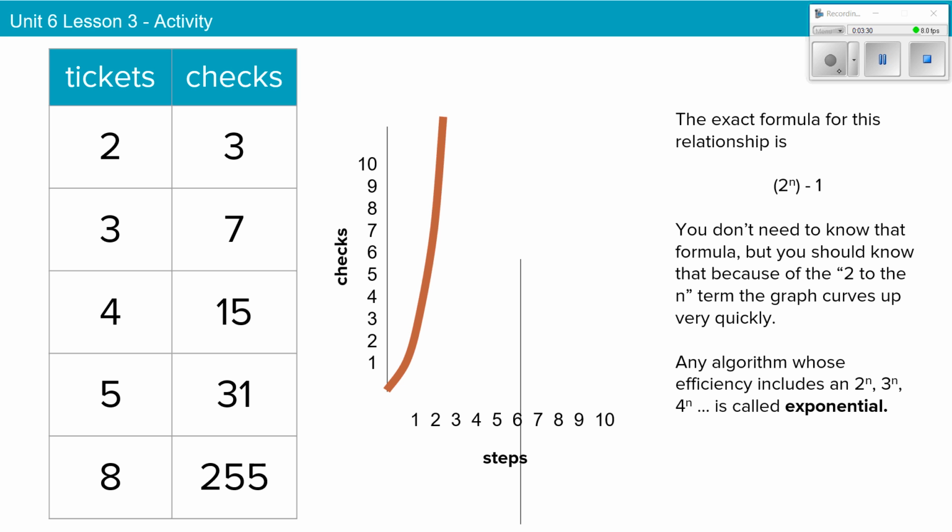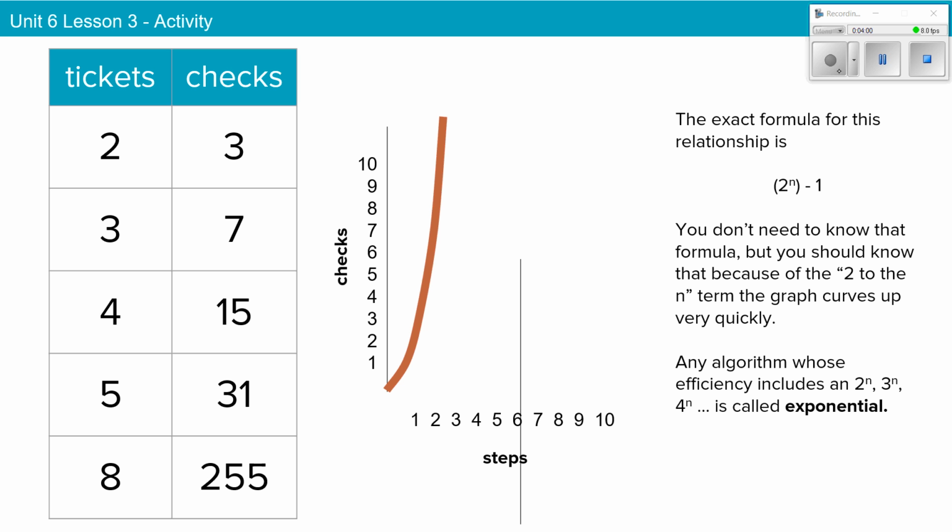And this requires a lot more checking, because if I have 2 tickets, it requires 3 checks: each of the individual tickets and the 2 that are added together. 3 tickets take 7 checks. 4 tickets take 15. 5 tickets take 31. There is a formula for this, 2 to the n minus 1. Again, you don't need to know the formula. What's important here is that you notice it's exponential, meaning I have a constant number raised to the nth power.